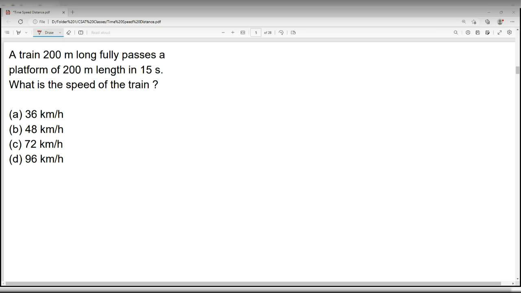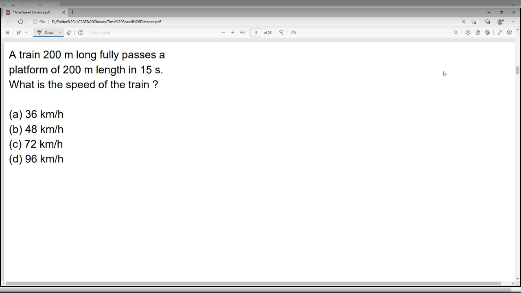So there are around 10 votes: 20% for option A, 50% for option B, 10% for option C, and 20%. Okay, 47% have selected option B, and 29% have selected option D. So let's see how to go about this question.